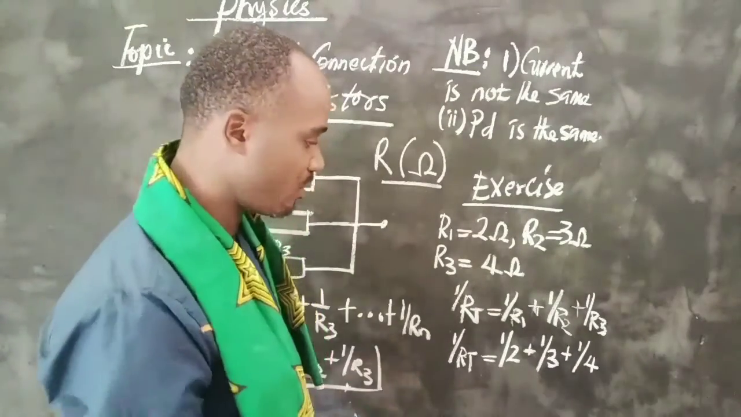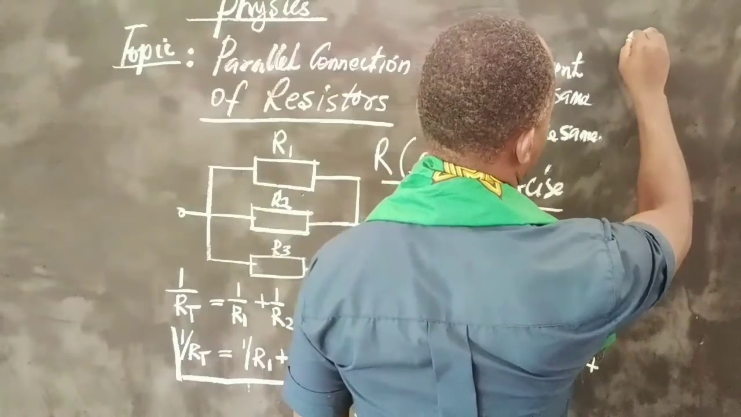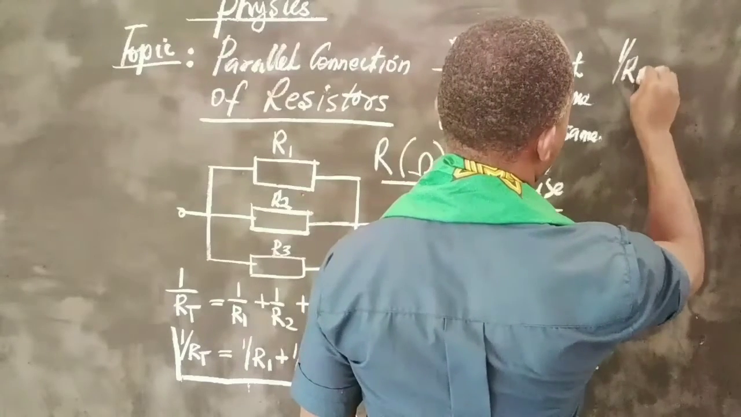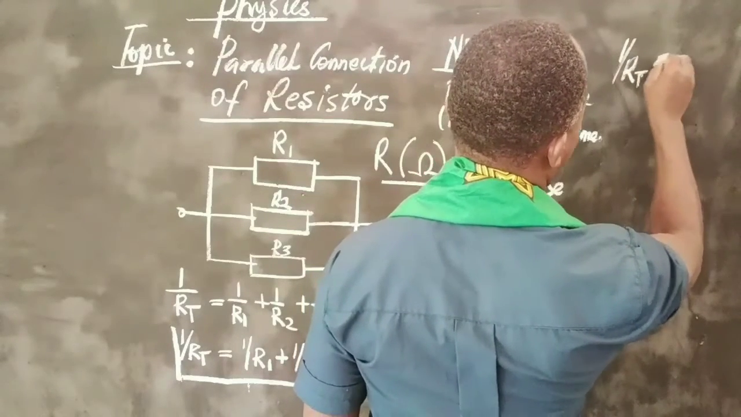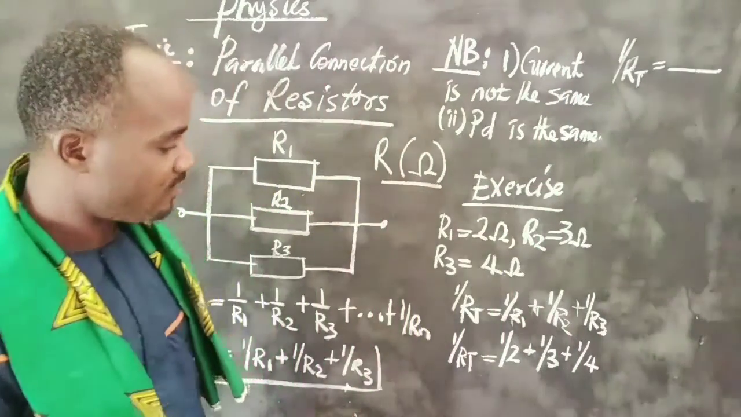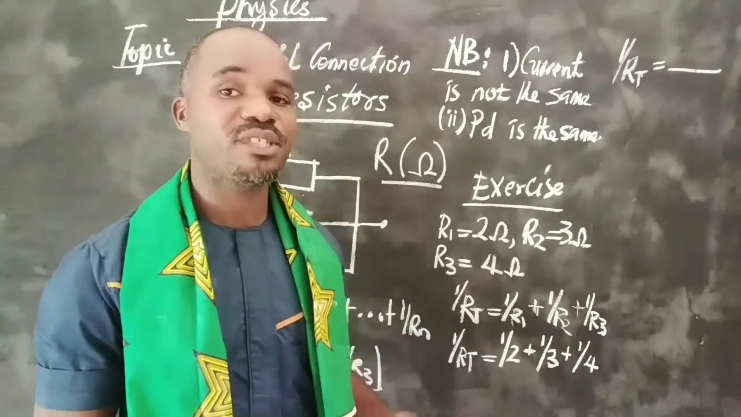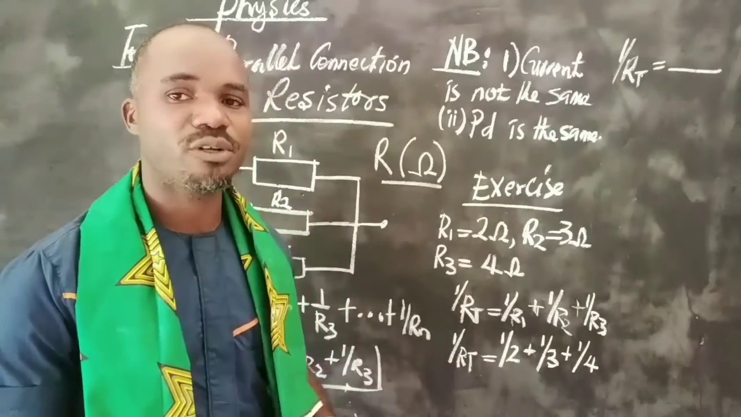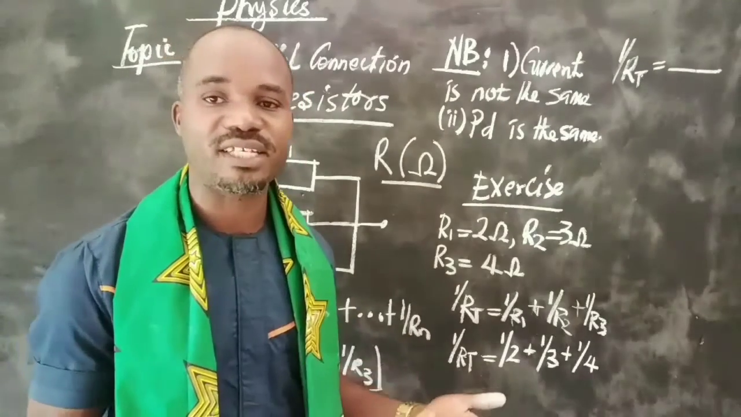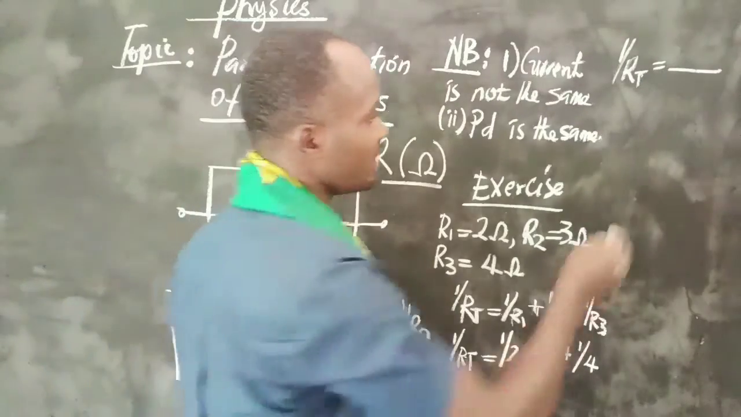Very nice, simple. Then the next thing we need to do is to find the LCM of 1 over 2 plus 1 over 3 plus 1 over 4. The LCM simply means lowest common multiple, the number that 2, 3, and 4 can divide without any remainder. So the number is 12.